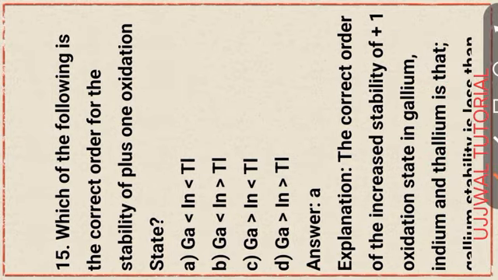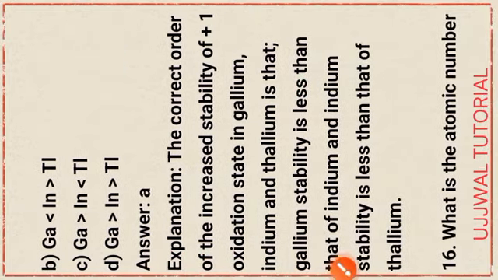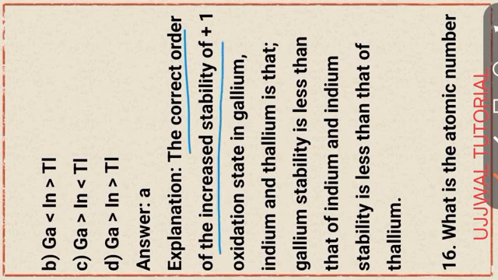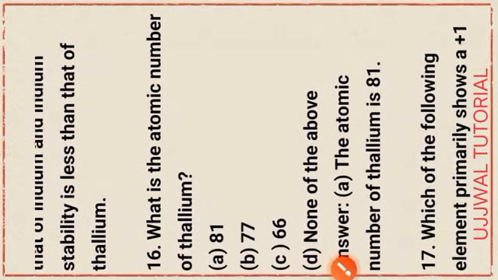Which of the following is the correct order for stability of the +1 oxidation state? Option A, gallium less than indium less than thallium. The reason is that the correct order of increasing stability of the +1 oxidation state in gallium, indium, and thallium is that gallium stability is less than that of indium, and indium stability is less than that of thallium.